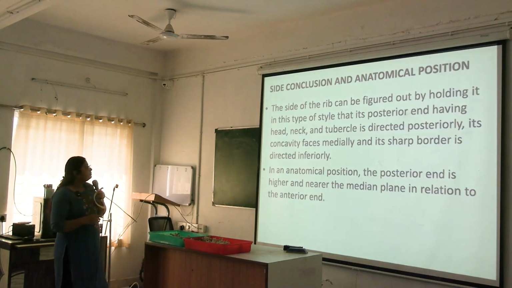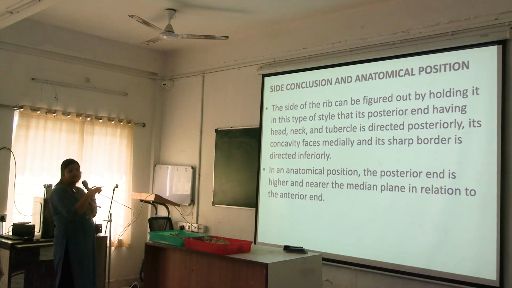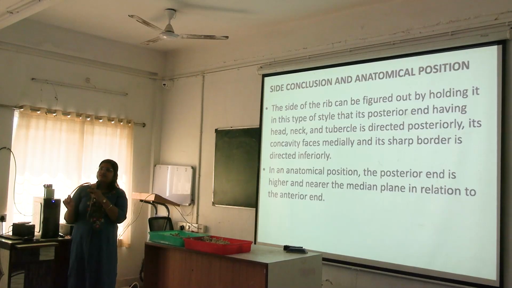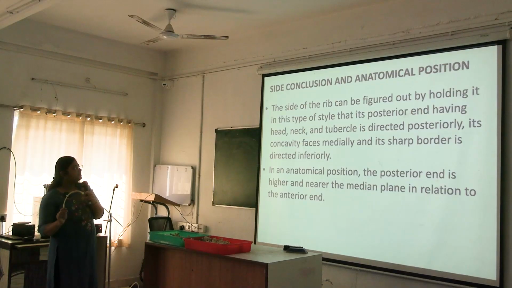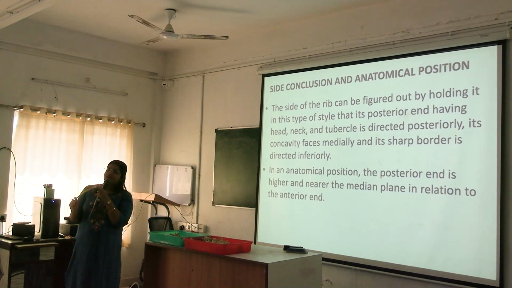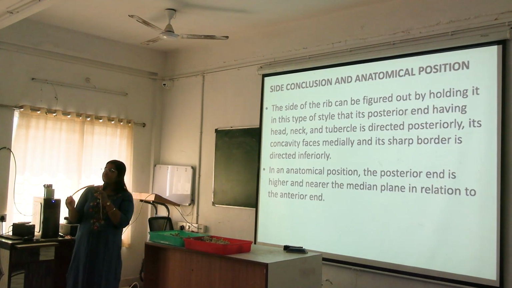The inferior border, and the tubercle is directed posteriorly, its concavity faces medially and its sharp border is directed inferiorly. The sharp border and costal groove will be placed inferiorly. In the anatomical position the posterior end is higher and nearer the median plane in relation to the anterior end. It articulates with the vertebra, so it is more medially placed than the anterior end, and the anterior end is placed almost 3 to 4 centimeters lower down than the posterior end. So that's how you hold it in anatomical position.